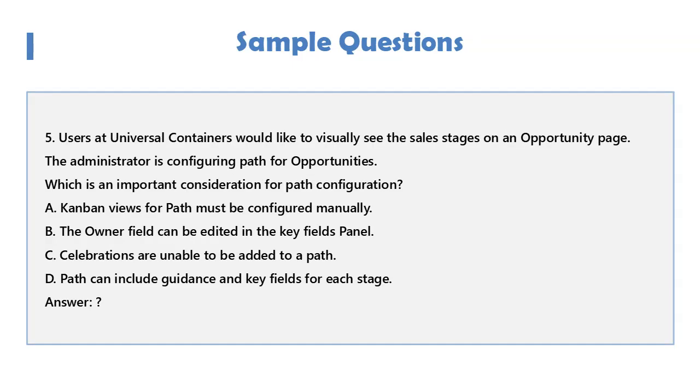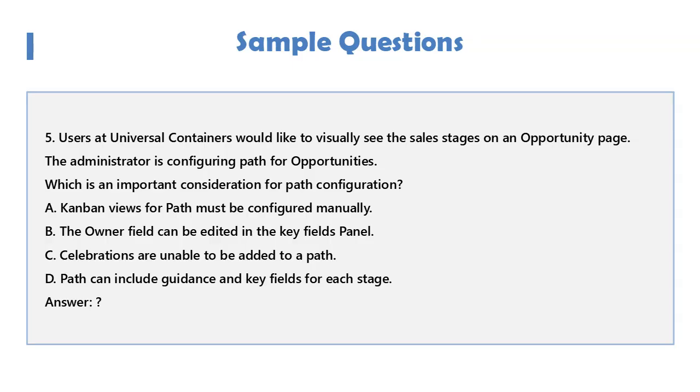5. Users at Universal Containers would like to visually see the sales stages on an opportunity page. The administrator is configuring Path for opportunities. Which is an important consideration for Path configuration? A. Kanban views for Path must be configured manually.